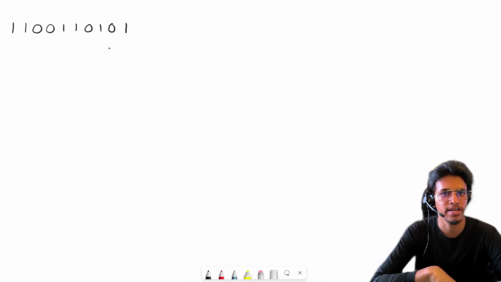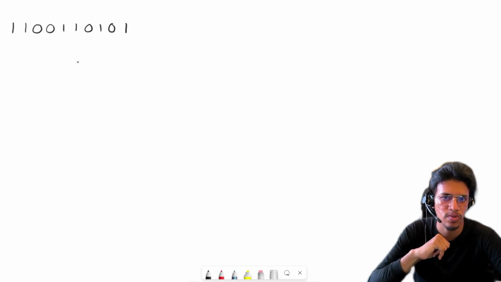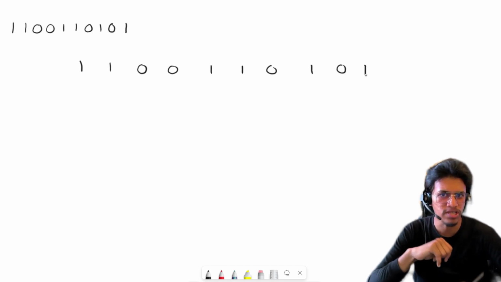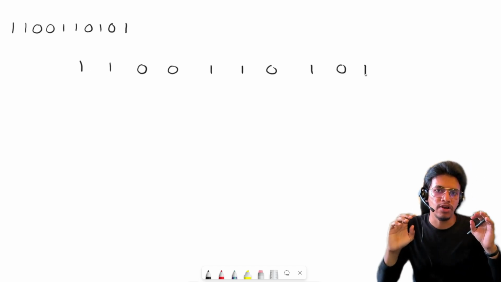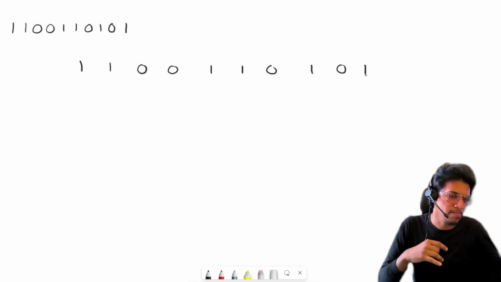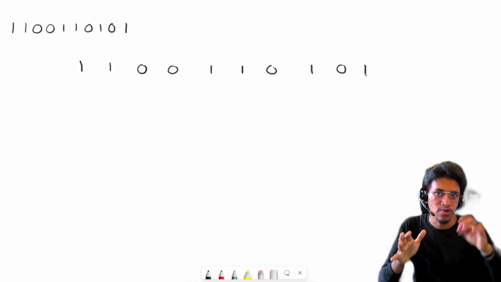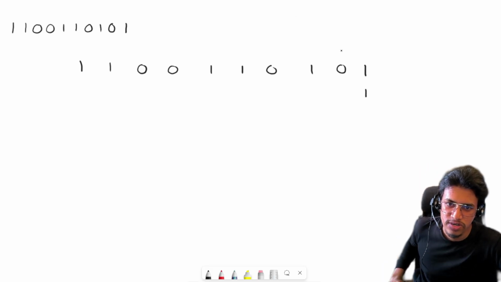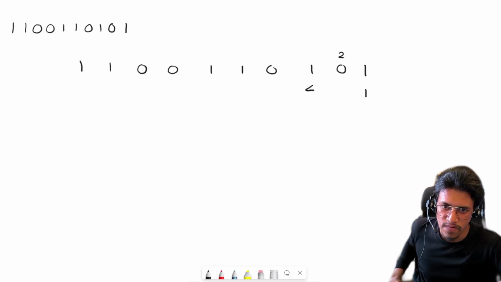So I'll use 110101, right? Again, write it apart: 1100 110 101. Now this time we are going to do the 1, 2, 4, 8 thing, but when it's a 0, we write it on top of the number like this, right? 1, 2, 4, 8, 8 because it is a 0, we put it on top.